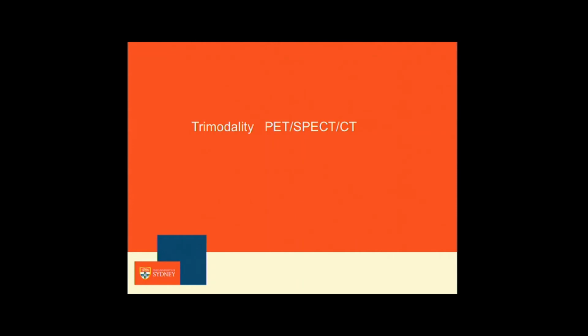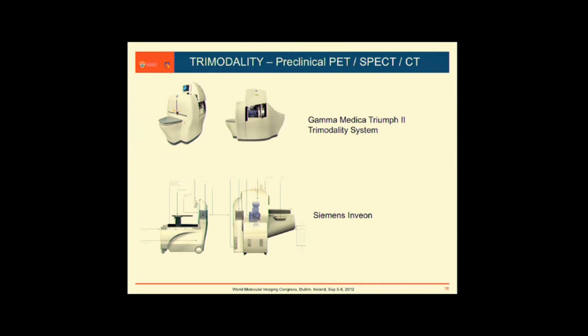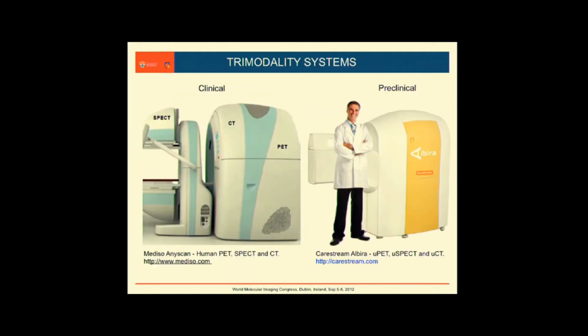There are even systems today that can combine all three modalities, PET, SPECT, and CT. For example, the TRIUMPH 2 and Invian preclinical platforms allow trimodality imaging with any combination of PET, SPECT, and CT. Another preclinical trimodality system on the right here is the Carestream Albira, which is a PET, SPECT, CT system. And there is also one for human imaging from Mediso called the AnyScan, which is a SPECT, CT, and PET scanner.